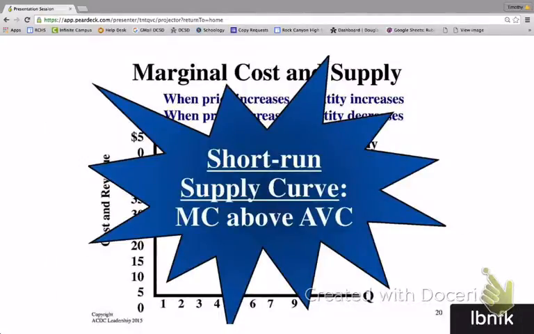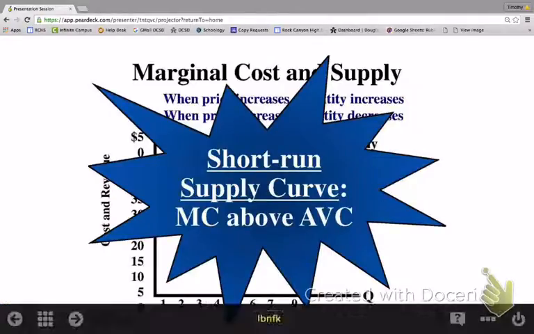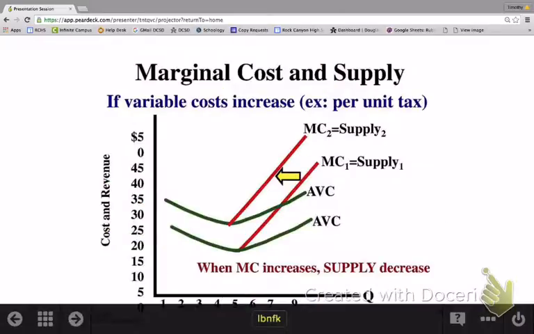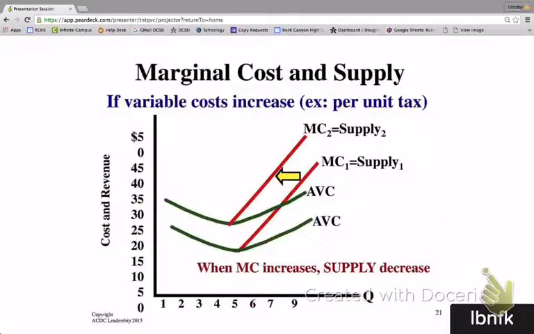So remember, in the short run, in a perfectly competitive market, the supply curve is equal to the firm's marginal cost curve at any point above the minimum of average variable cost. Here you see if variable costs increase, for example, if there's a per unit tax on a good, then the marginal cost curve is going to shift to the left.